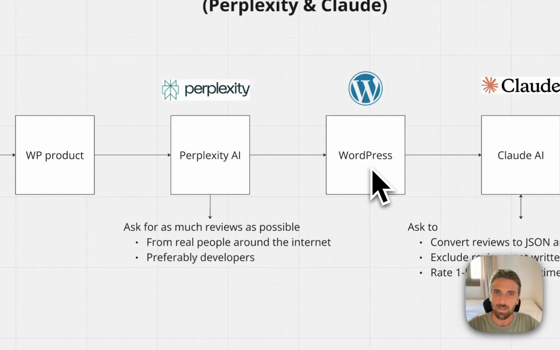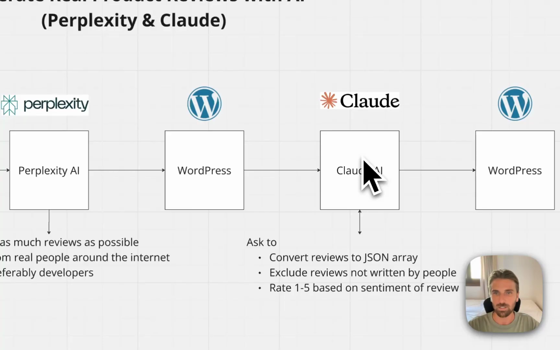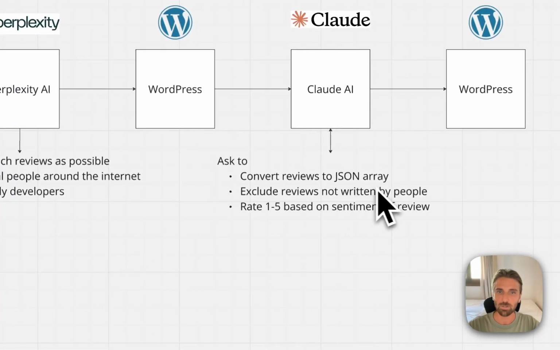And then I take this information from Perplexity and send it to Claude AI, because this is, I think, an even smarter large language model at the moment. And I also want the reviews in a JSON array, because then I can use it to insert in WordPress. So I ask Claude to convert this review information to a JSON array.